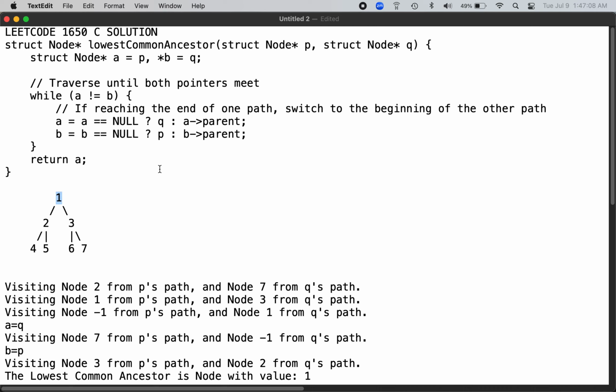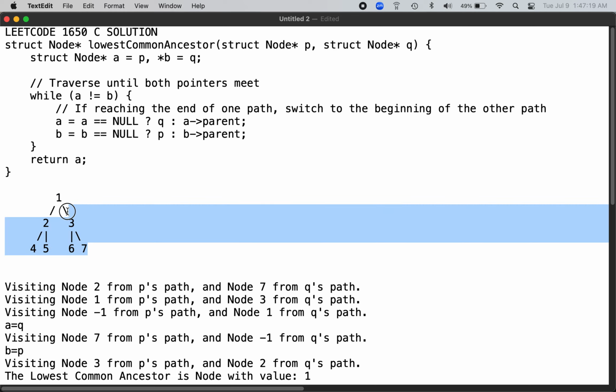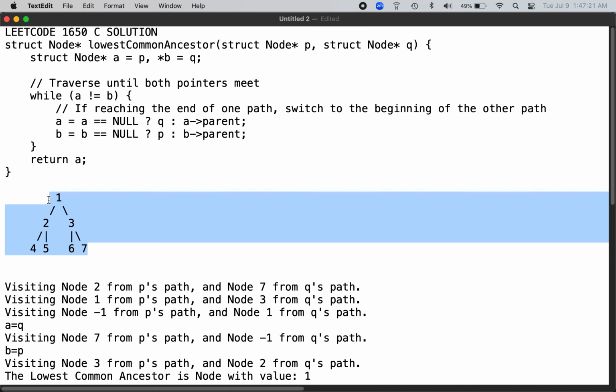So the logic is, if they are disjoint, then there won't be any common ancestor. But if it's a joint tree, like this one, then all the nodes will have a common ancestor.